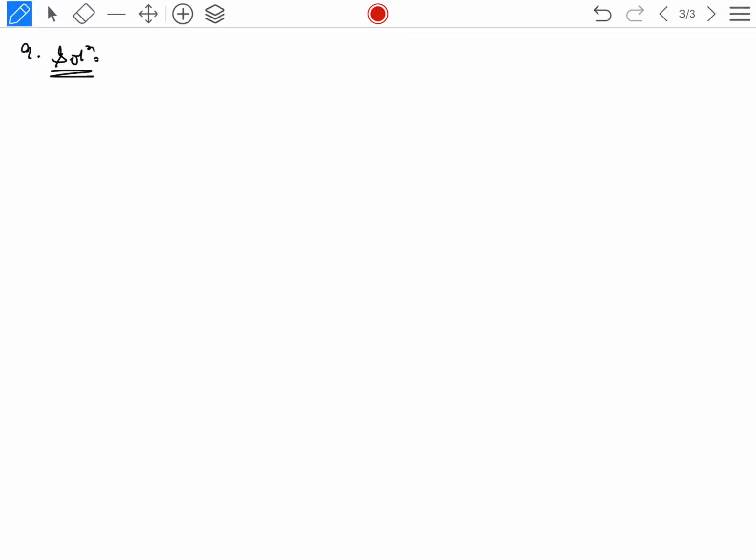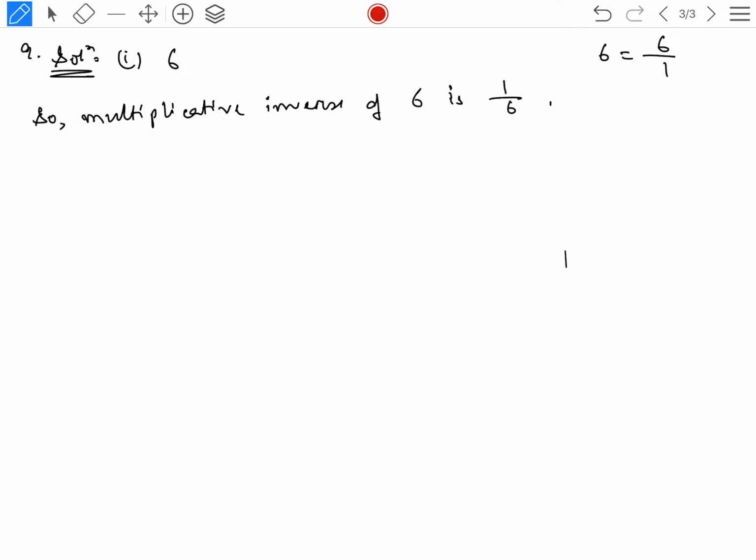Question number 9 is very easy. You need to find the multiplicative inverse. Multiplicative inverse means reciprocal. The first one is given 6. 6 means 6 by 1, yes or no? So what will be the reciprocal of 6 by 1? So we'll write, multiplicative inverse of 6 is 1 by 6. Understood?